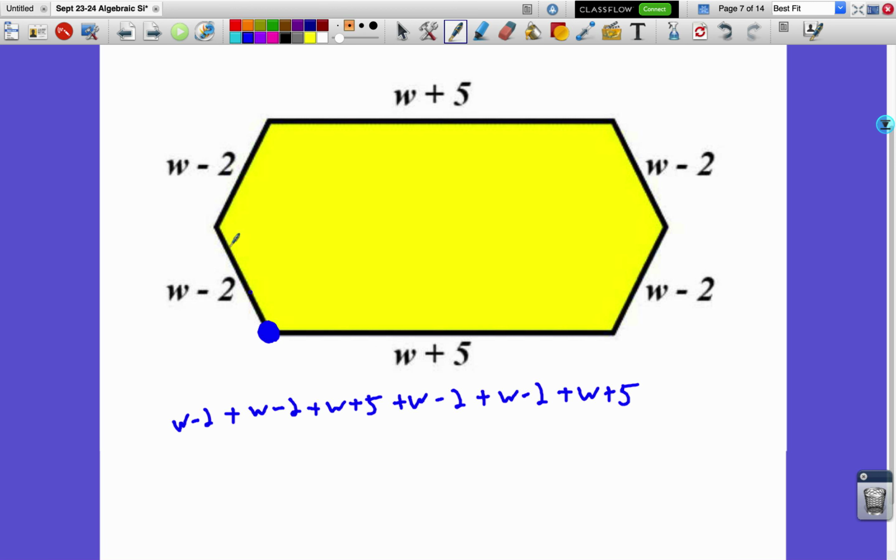All right, I can see I've got 4 minus 2s. Let me just check that I've got all those. 1, 2, 3, 4. I've got 2 5s. 1, 2, and then I've got 6 w's. I can count them up. Yep, they're all there. That's a good way to make sure I've got everything.